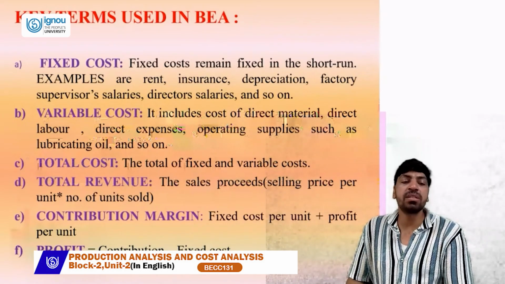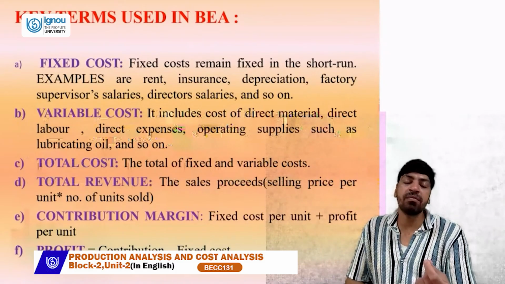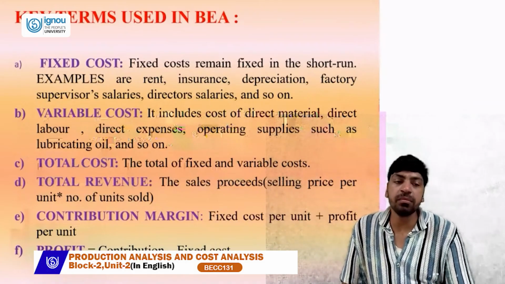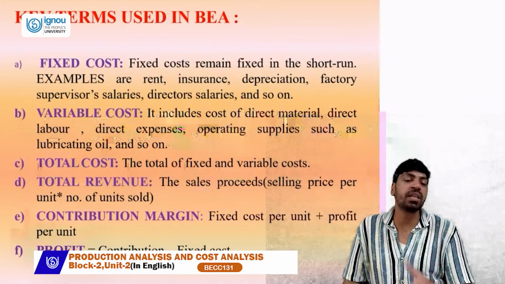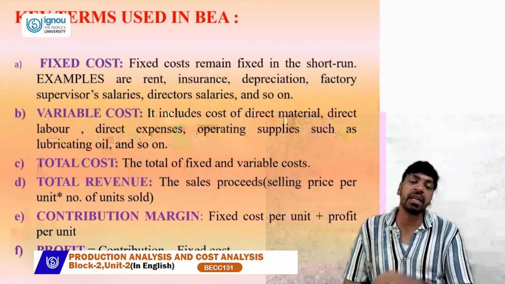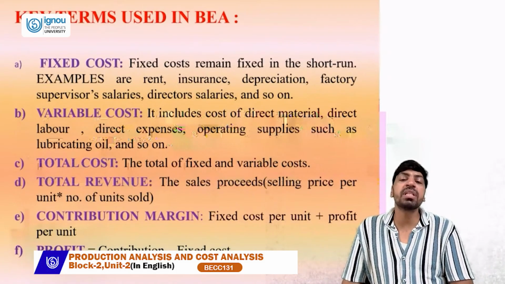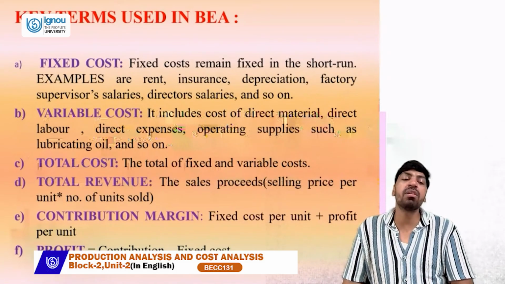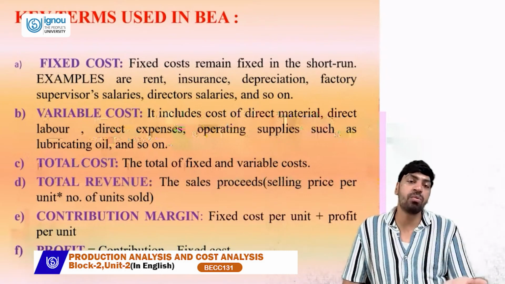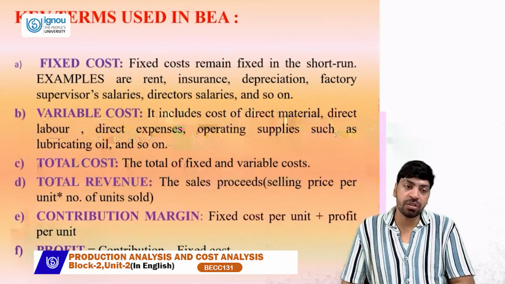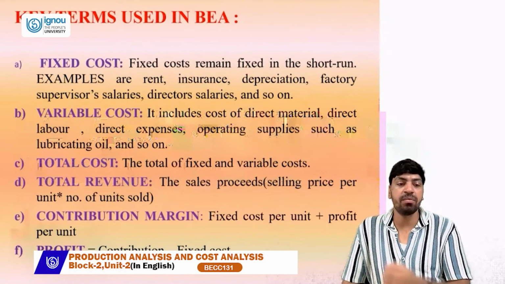Total revenue is about the selling price per unit, for example, rupees 3 per unit, into the number of units, say 100 units sold. Once you multiply the selling price by the number of units, that's called the sales proceeds. In other words, sales proceeds or total revenue is equal to selling price per unit times number of units sold. Whatever you get from the units sold is called the total revenue.